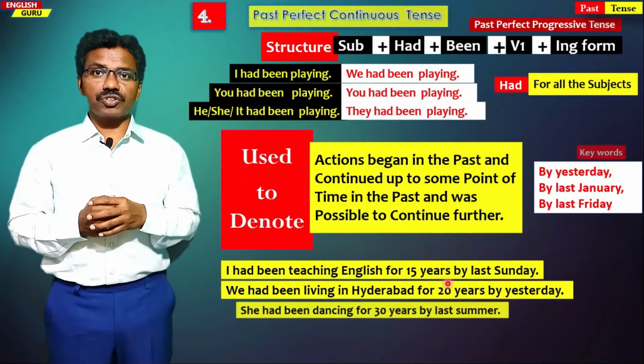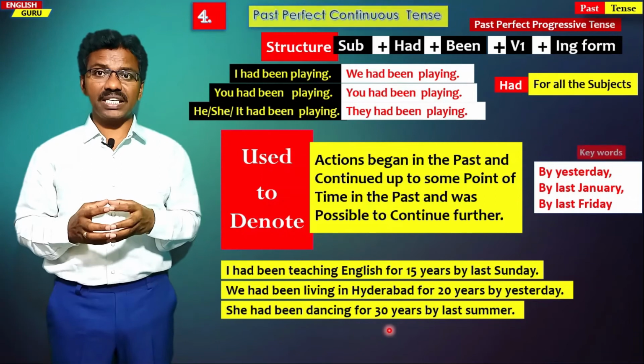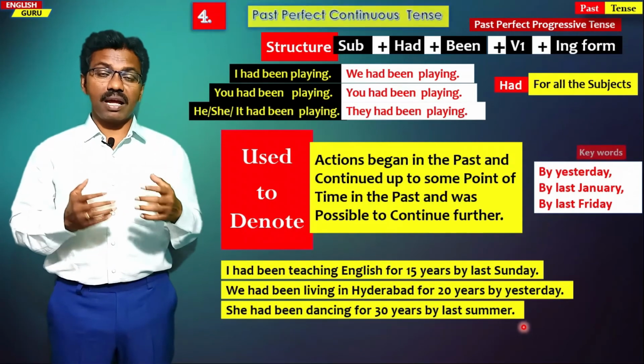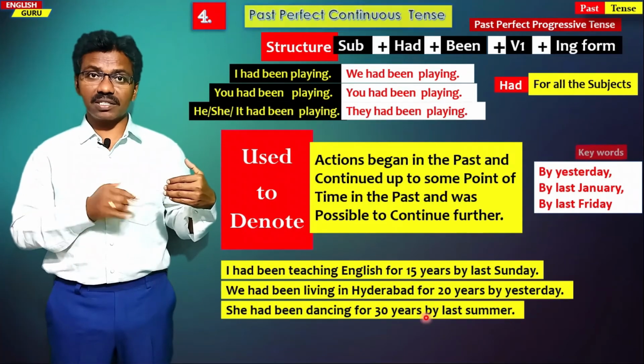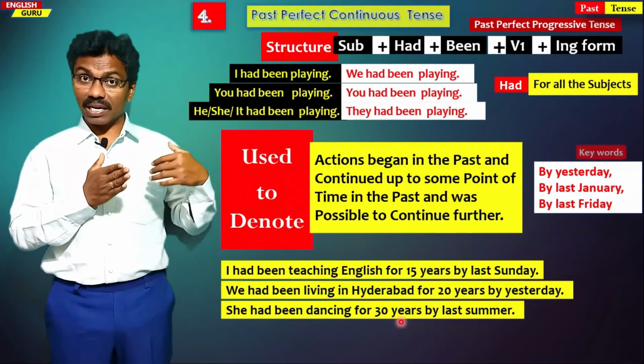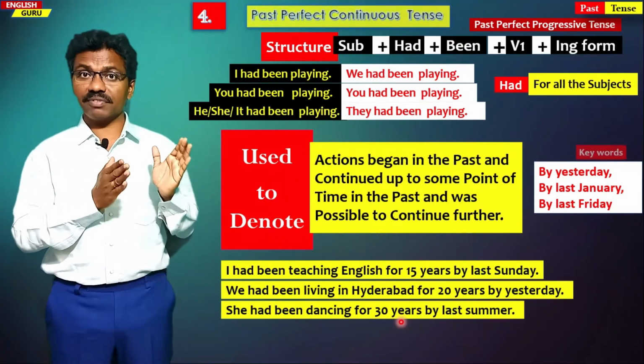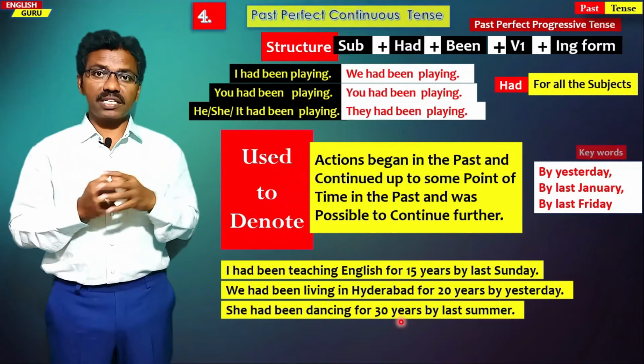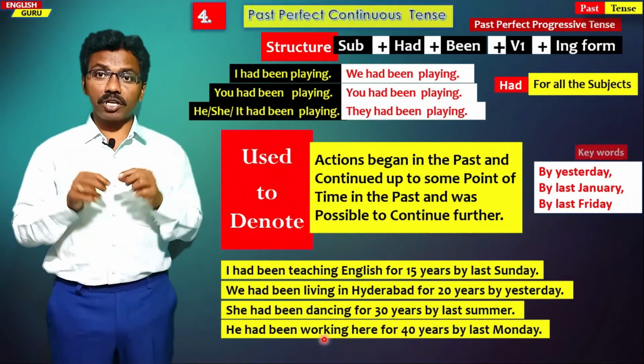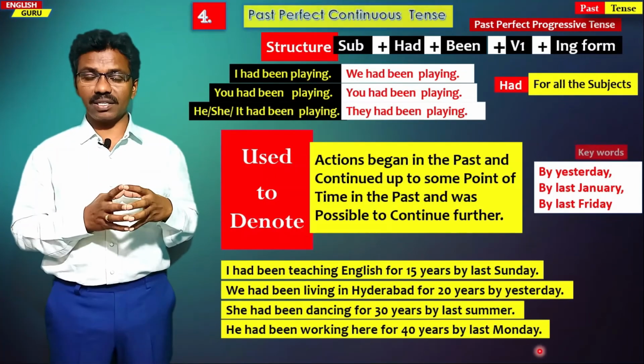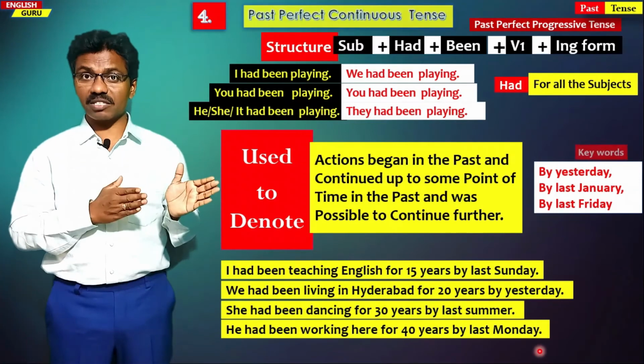And the next sentence, she had been dancing for 30 years by last summer. By last summer she completed 30 years. This year also she is dancing, but by last summer she completed 30 years of duration. And the next sentence, we had been working here for 40 years by last Monday. So 40 years completed by last Monday.